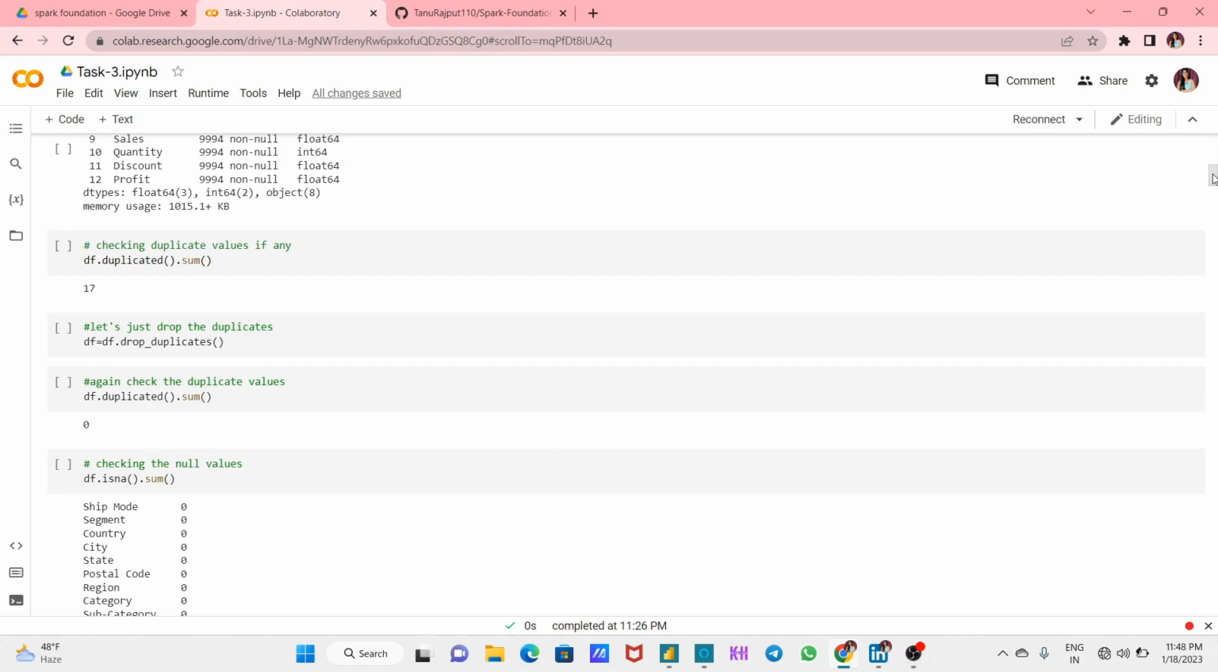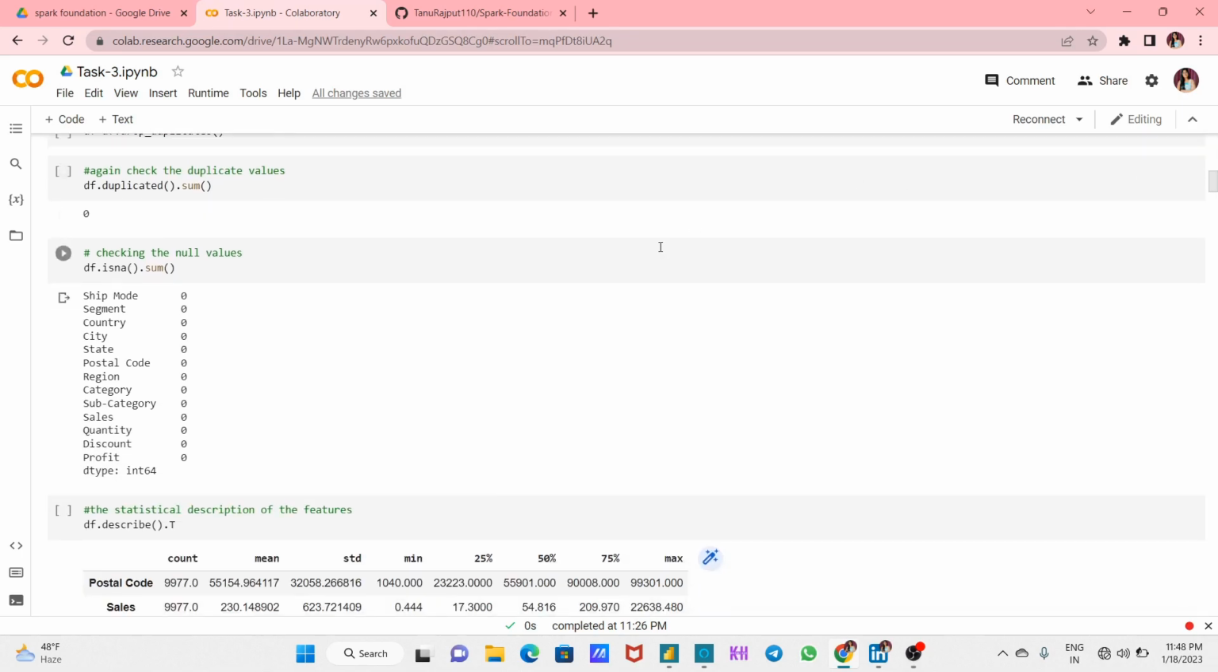After checking duplicates, for a clear picture, I again check the null values with their sum for each column, so that I get a clear picture for null values. And here we can clearly see that we have no null values.